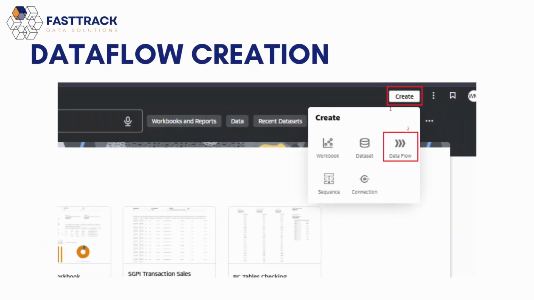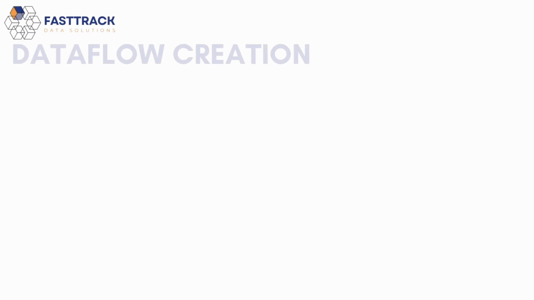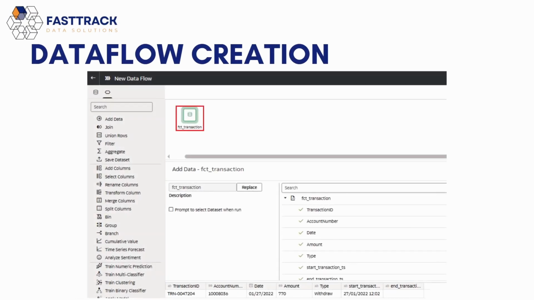To proceed with the data cleaning, click the Create button located at the top right corner of the screen, then select Data Flow from the drop-down menu. Upon clicking Data Flow, choose the dataset you want to transform. In this example, we are transforming the effect_transaction dataset.